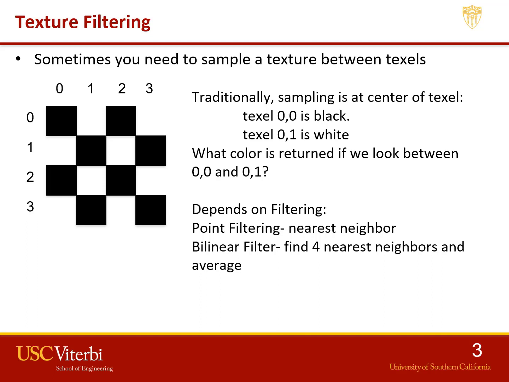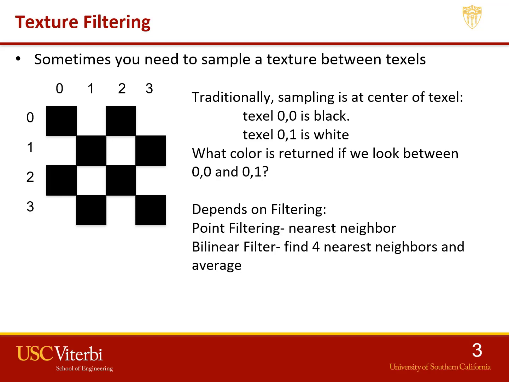If I use that, we call that point filtering or nearest neighbor filtering. If I use that mode, then I will reproduce this checkerboard shape. Each texel is going to be a square shape as I blow it up. Now, the other option, though, is maybe I didn't mean for this to look like a checkerboard shape.